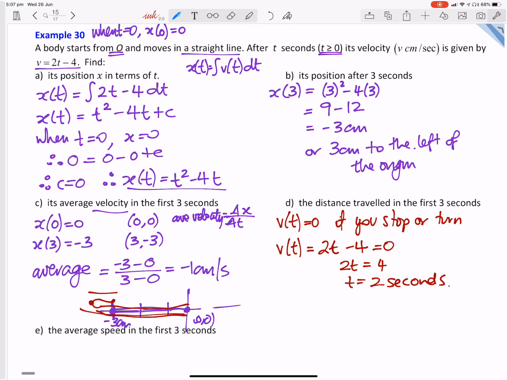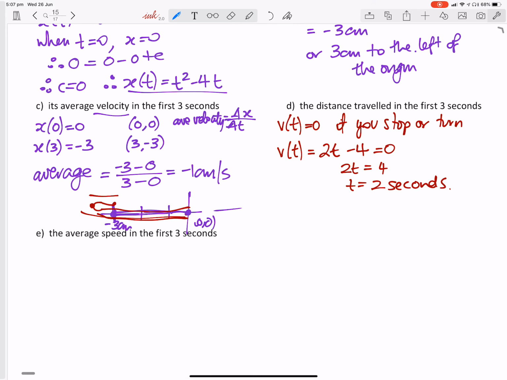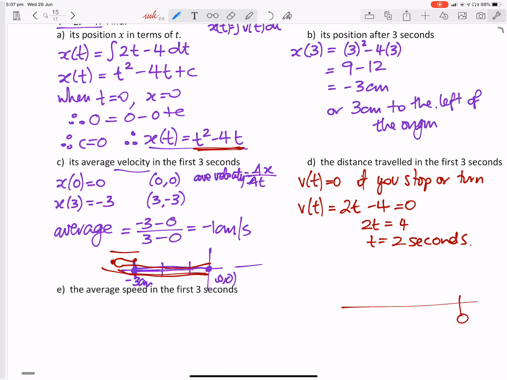So at 2 seconds, this particle has turned around. So what we do is we want to work out what the distance is. So we know it started at the origin, because when t equals 0, x equals 0. At 2 seconds, x of 2, if I put 2 into that function, we get 4 minus 8, which is negative 4. So after 2 seconds, we're at negative 4. And then after 3 seconds, so another second, we're at negative 3.